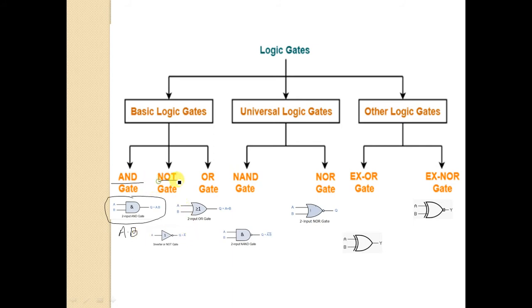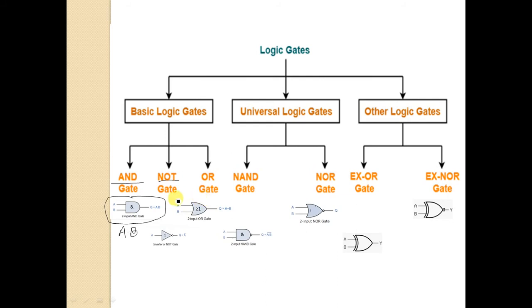What does a NOT gate do? NOT gate is an inverter. What does an inverter do? Whatever input you give, it will invert, reverse, or give the opposite value. It means if you apply logic 1, then the output will be 0. So it is a one input gate which gives you an inverted output.